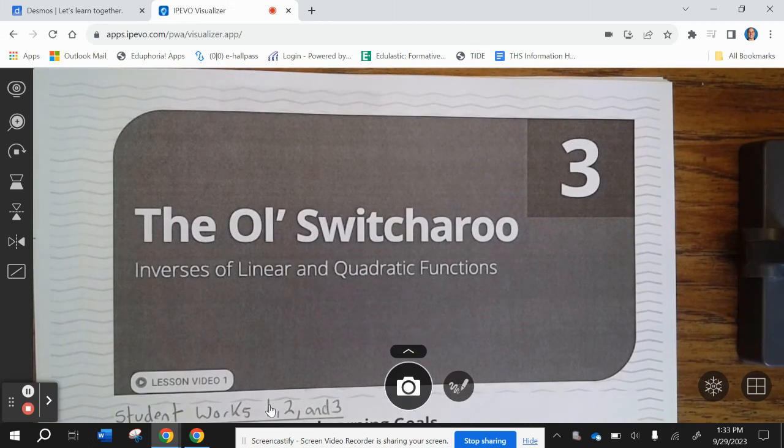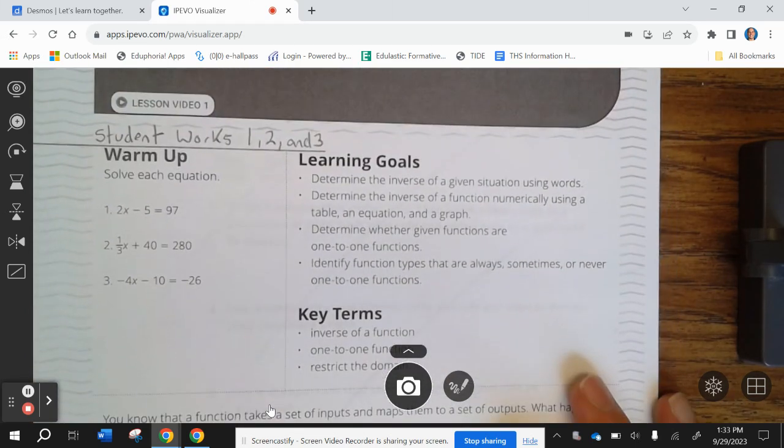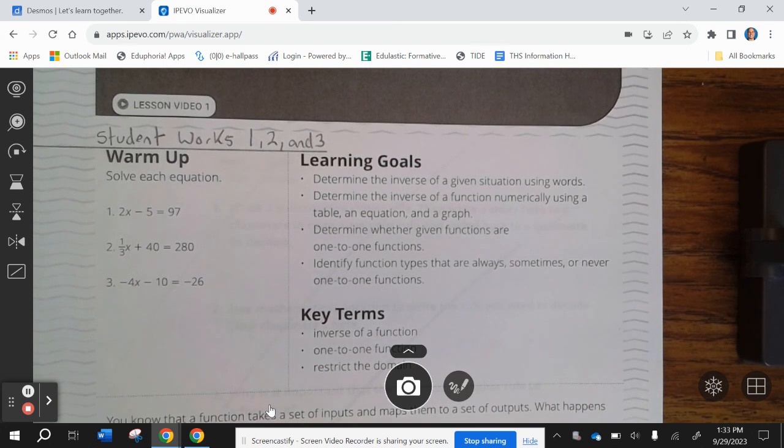Okay, today we're looking at 3, the Ol' Switcharoo, inverses of linear and quadratic functions. Okay, student works 1, 2, and 3.